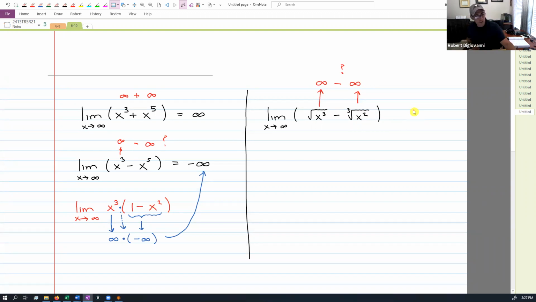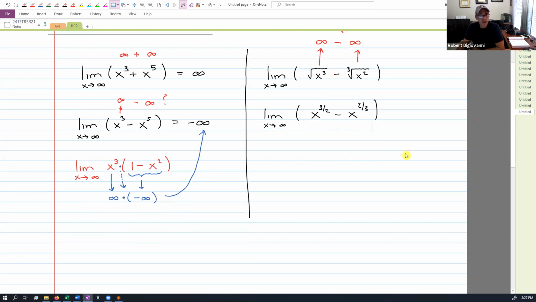So what I'd like for you to consider is this. If this is the first time you've seen this, it's going to look weird. Okay, I'm going to rewrite this. This is x to the 3/2 minus x to the 2/3. So what I'm doing is converting these from radicals to rational exponents, which means whatever the power is on x becomes the numerator, and whatever the root is becomes the denominator. That's a college algebra topic. Actually, that's a pre-algebra topic. That's properties of exponents.